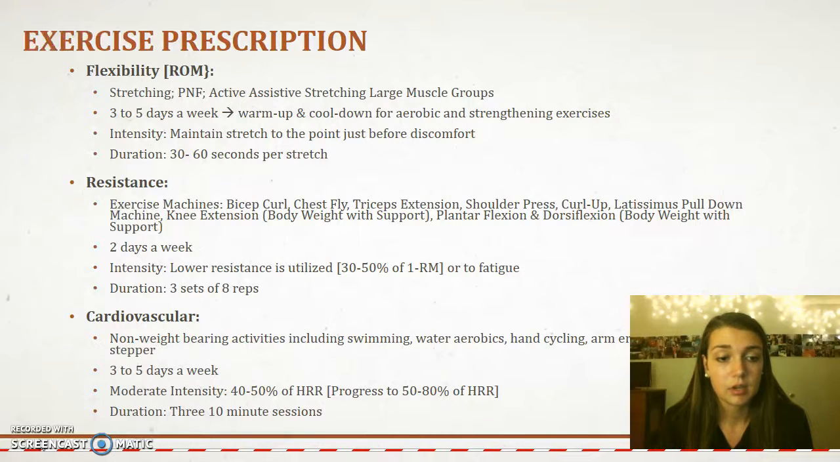So lastly, you're going to do cardiovascular. Non-weight bearing activities include swimming, water aerobics, hand cycling, arm ergometry, and the recumbent stepper. And this is to alleviate pressure on the joints and because she is a paraplegic as well. You want to do this 3 to 5 days a week at a moderate intensity to start at 40 to 50% of heart rate reserve, and then progress to 50 to 80%. And you want to do this in 3 10-minute sessions.